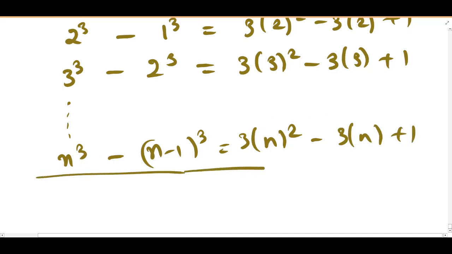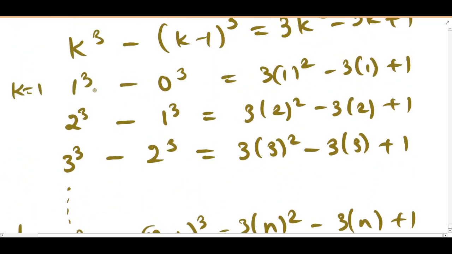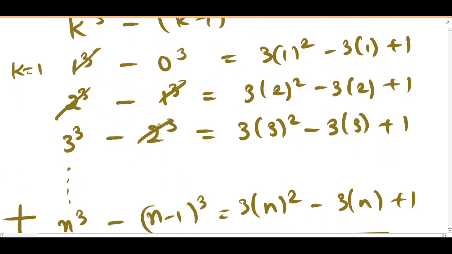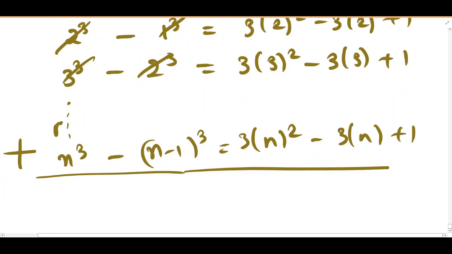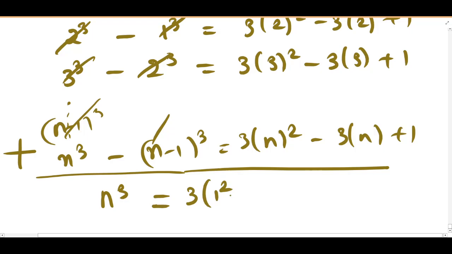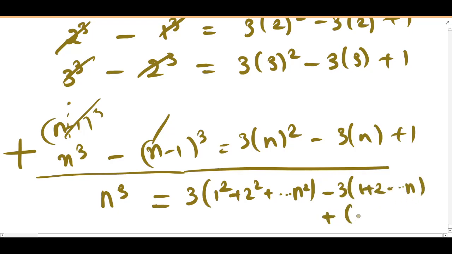So if we add all the terms, then 1 cube cancels out, 2 cube cancels out, and 3 cube, up to (n minus 1) whole cube, will also cancel out. So we are left with n cube equal to 3 times (1 square plus 2 square plus ... plus n square) minus 3 times (1 plus 2 plus ... plus n), and we have 1 plus 1 plus 1 till n.